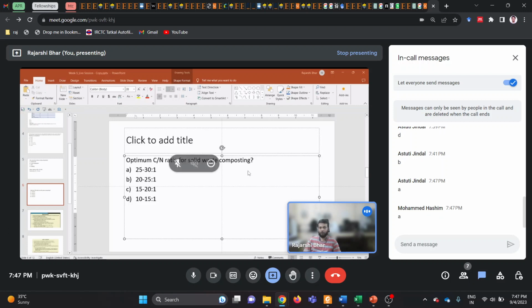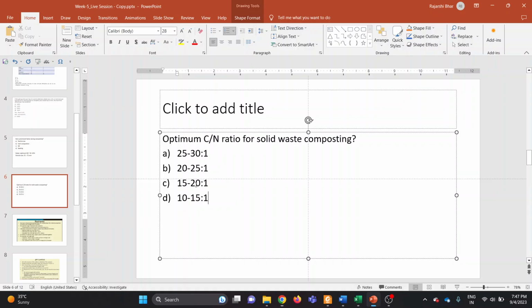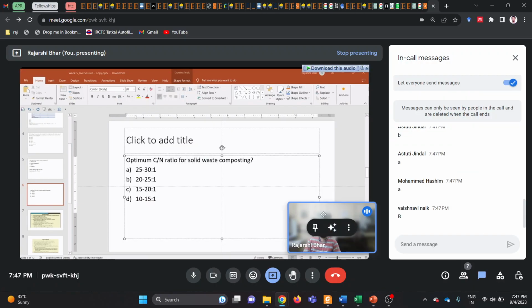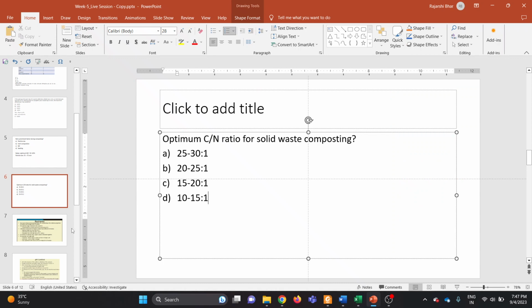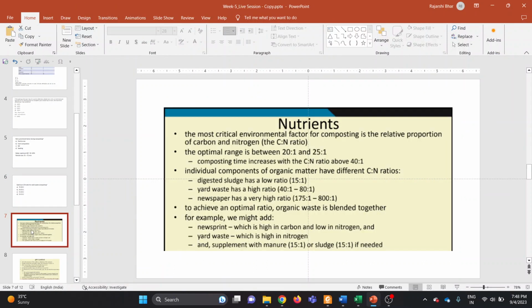Option A, fine. Option A is also acceptable, but usually the traditional way in which we consider an optimum region, as told by Vaishnavi, is option B, that is 20 to 25. But yes, if it is 25 to 30, composting can be done, but the optimum one is 20 to 25. Then next question, and I will see if I have any slides on it. Yeah, so this is the slide.